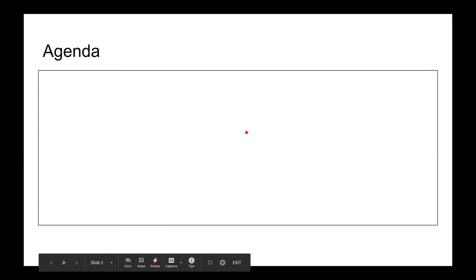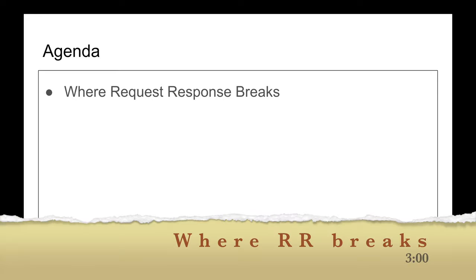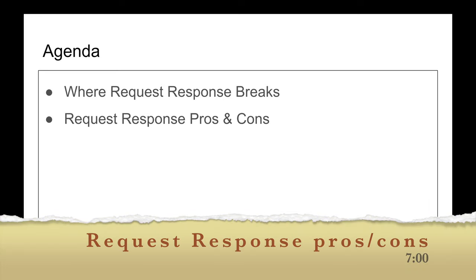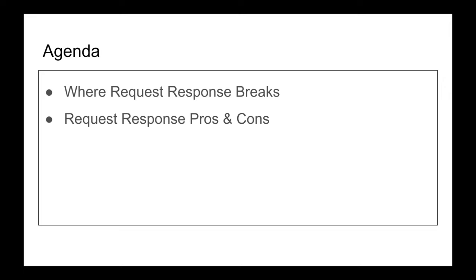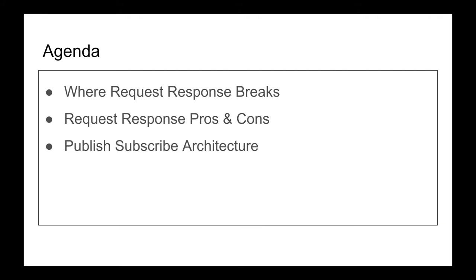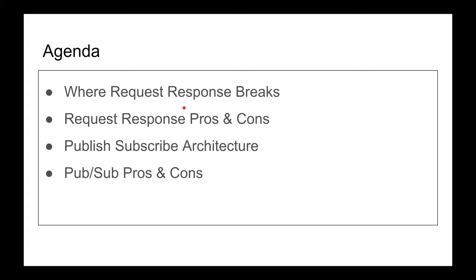Pub sub. Let's do this. All right, here's the agenda. We're going to talk about request response a little bit, and then talk about where request response actually breaks, because nothing is perfect in life, apparently. As I start talking about that, you're going to see time codes where you can jump to the interesting part of the video. Request response pros and cons is another thing we're going to discuss: what's good and what's bad about this technology. Then the publish subscribe architecture, how it actually works, with an example. And finally, we're going to talk about pub sub pros and cons. If you're interested, stay tuned.